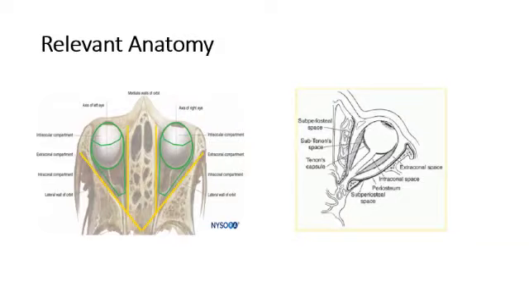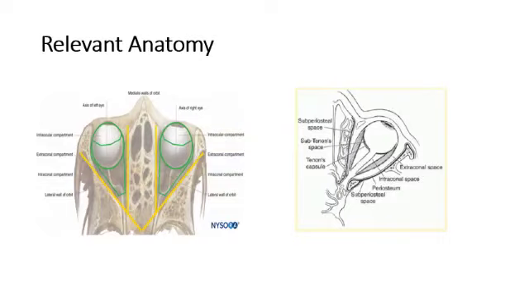So the orbit is shaped like a quadrilateral pyramid. It has a roof, floor, medial wall, and the lateral wall. So both the medial walls are parallel to each other. The medial wall forms an angle of about 45 degrees with the lateral wall, and both the lateral walls form an angle of 90 degrees. So the medial wall is very thin and made up of a bone called lamina papyracea. Since it is very thin, it can be perforated easily during anesthesia also.